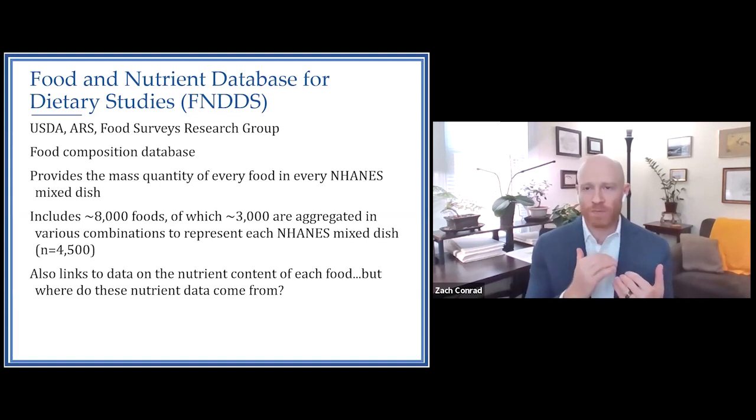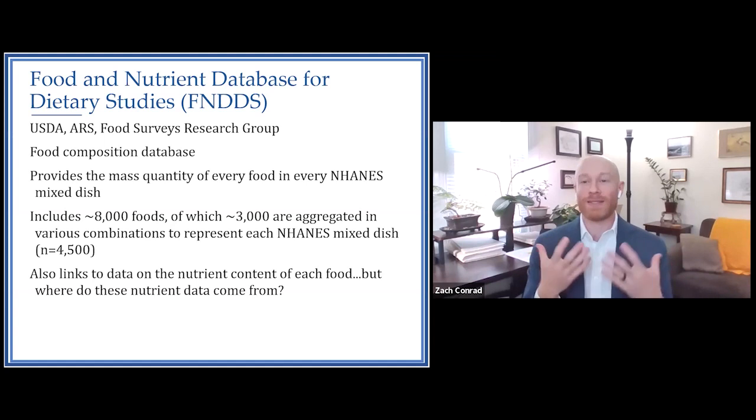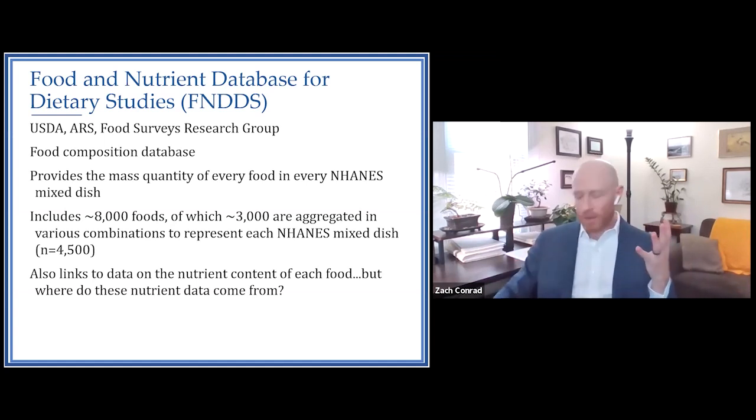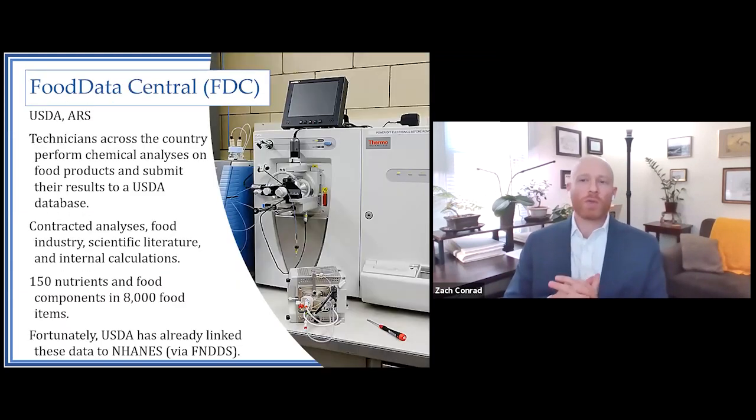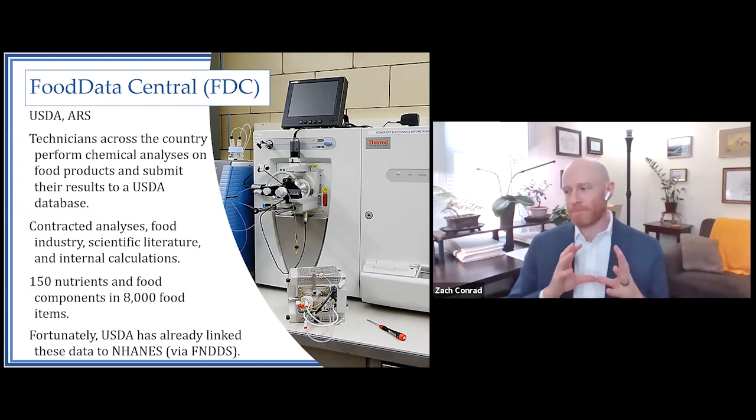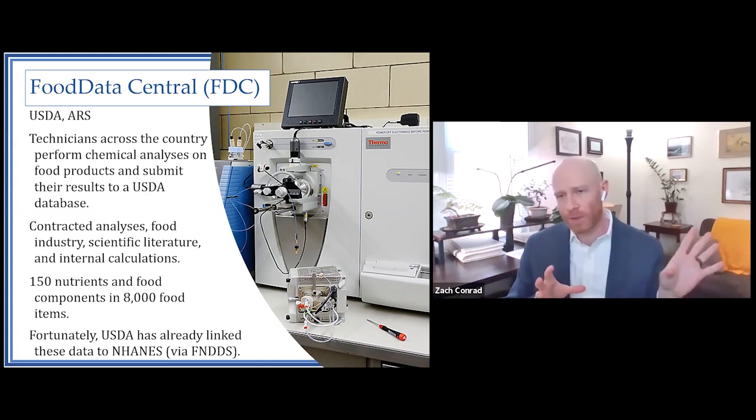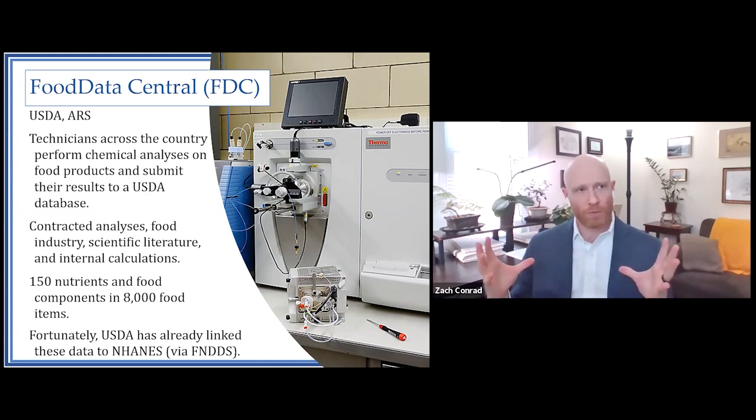The calcium from each of the foods and each mixed dish to get the amount of nutrients in each mixed dish. So then the question is, well, where do these nutrient data come from? So these come from Food Data Central. This is a new rebranded food nutrient composition database that was formerly the nutrient database for standard reference, but just since 2009, it's really been rebranded as Food Data Central.